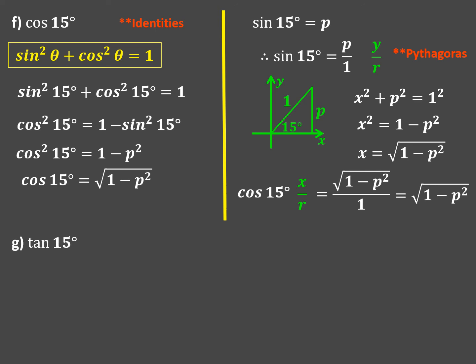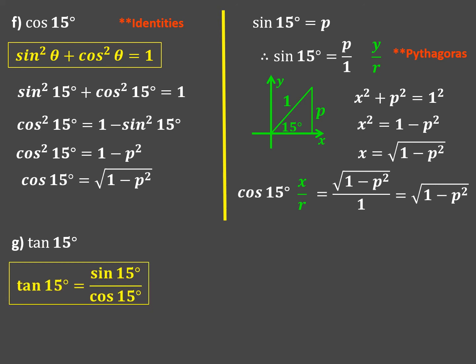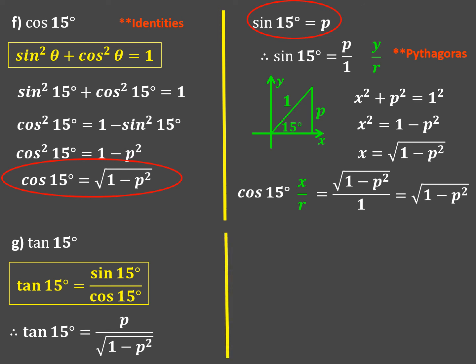The other one I want to discuss is tan 15 degrees. If you prefer to work with your identities, remember that tan 15 I can rewrite as sine 15 over cos 15. Sine 15 we were given as p, and cos 15 is the square root of 1 minus p squared. So tan 15 I can rewrite as p over the square root of 1 minus p squared. Alternatively, if you prefer to work with the sketch, the definition for tan 15 degrees is y over x. We've got our y value from the sketch and the x value we calculated. So rewrite it as p over the square root of 1 minus p squared.